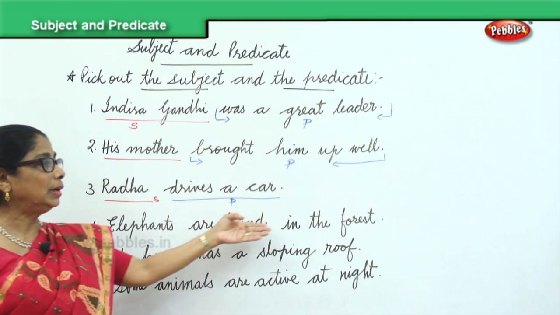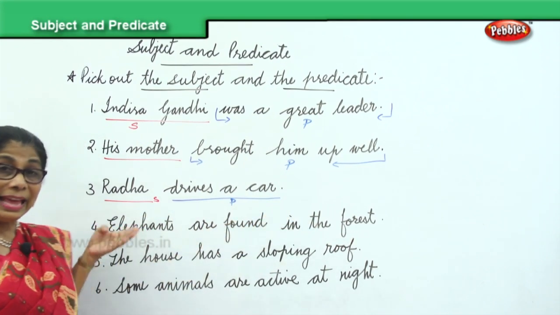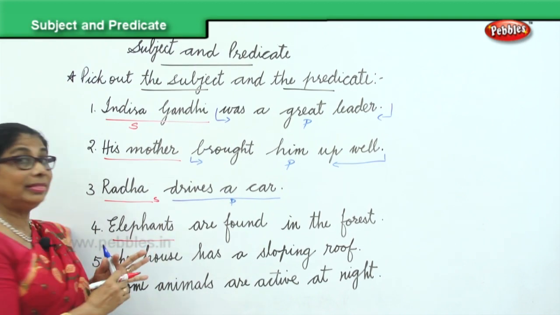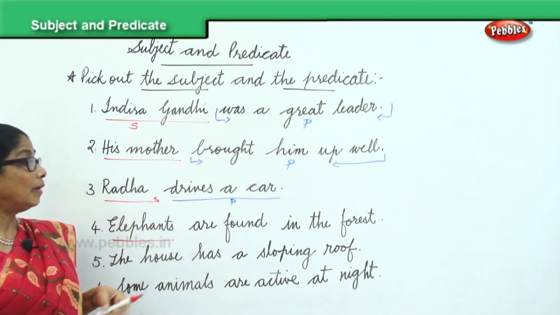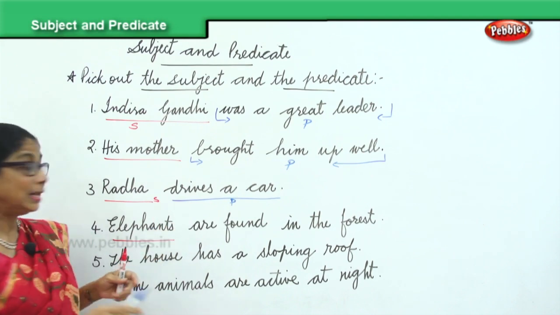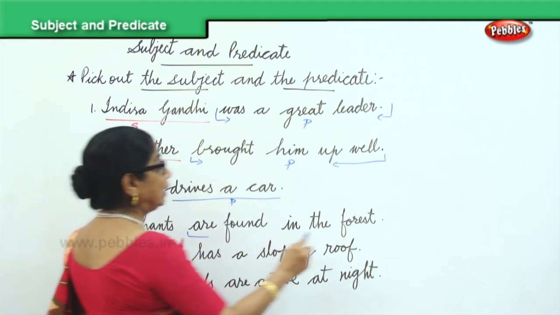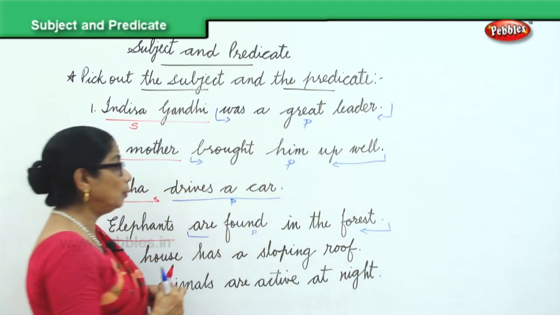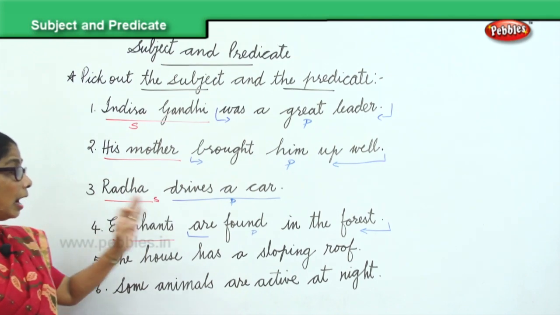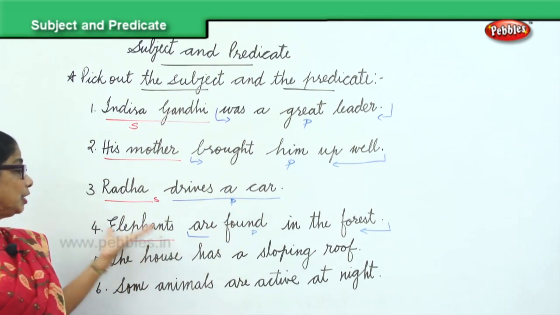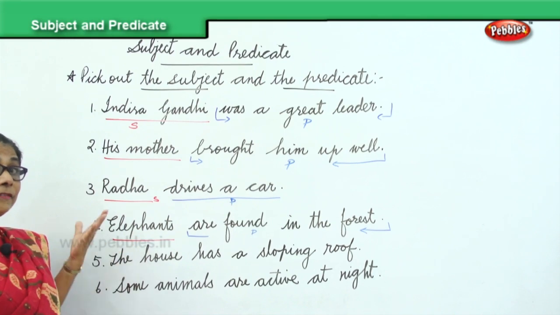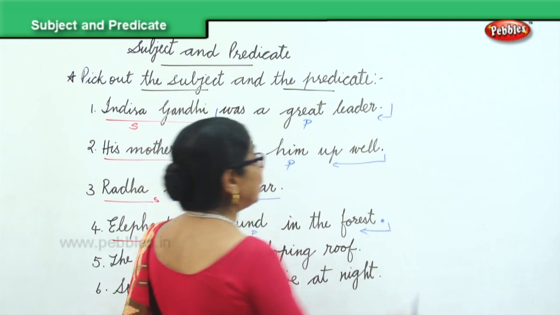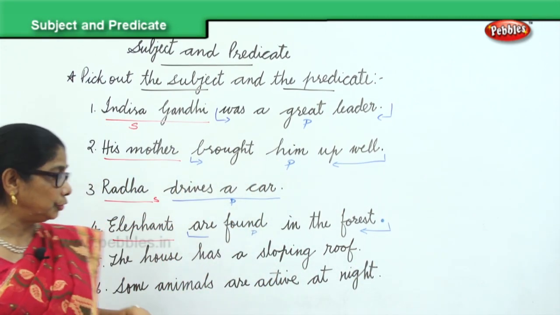Elephants are found in the forest. Which is the subject? Elephants. We are talking about the elephants. That's the subject. And then you have are found in the forest. That's the second part, and that's the predicate. Elephants is the subject. You begin with the capital letter, the first word, and then you end with the full stop. Every time, remember, sentence, you must end with the full stop.